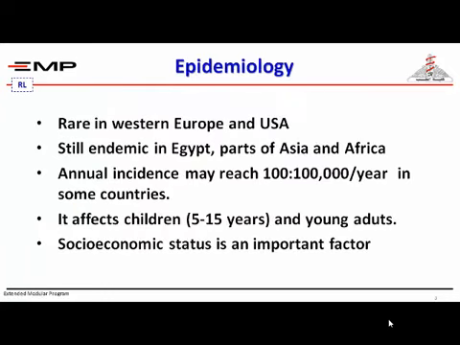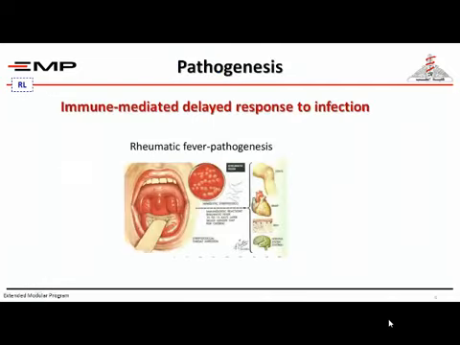Acute rheumatic fever is now rare in Western Europe and the USA, but it is still endemic in Egypt and parts of Asia and Africa. The annual incidence may reach 100 per 100,000 per year in some countries. It usually affects children between 5 and 15 years old.